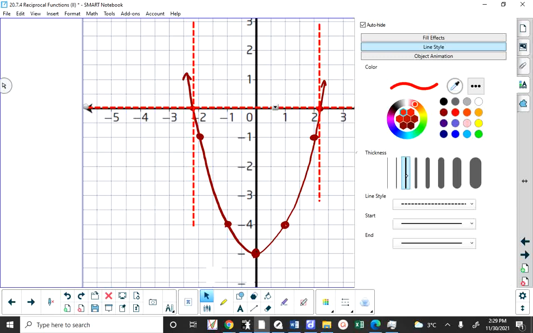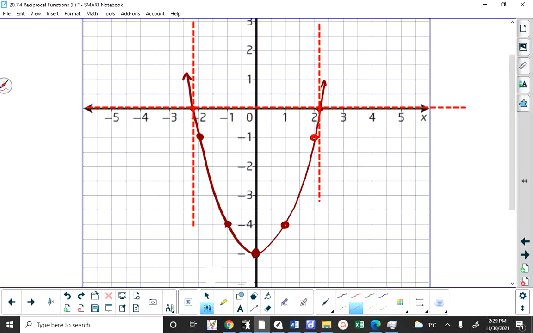Are there any invariant points? Yes. There's an invariant point here and here. Why are those 2 points invariant? Why are those 2 points that I indicated in red not going to move? Right, because y is equal to -1 at those 2 points, and if y is equal to -1, the reciprocal of y will be the reciprocal of -1, which doesn't change.